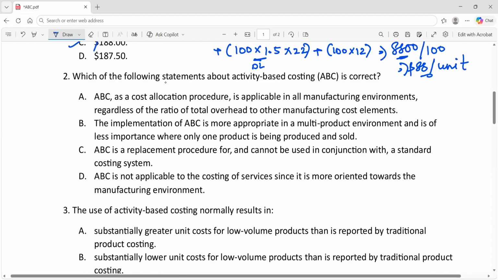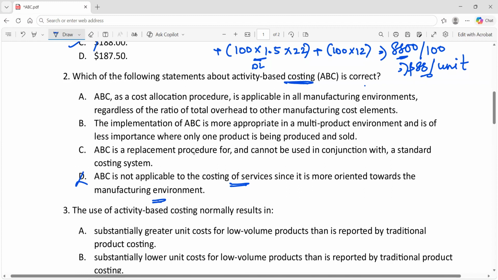Question number 2. Which of the following statements about activity-based costing is correct? We'll go from option D. ABC is not applicable to the costing of services since it is more oriented towards the manufacturing environment. Option D is not the right answer because activity-based costing system can be employed in service sector also. It is not just restricted to manufacturing environment. So option D is not the right answer.